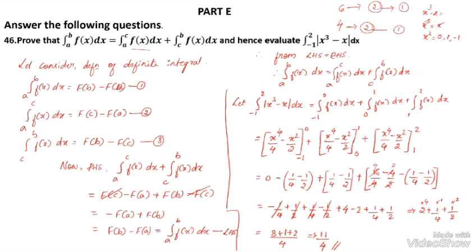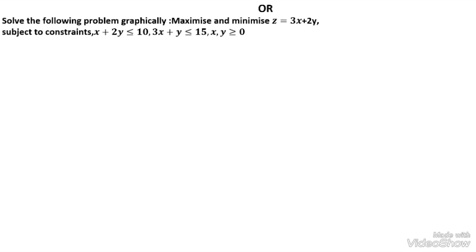Okay. With another 6 marks problem, you can solve this LPP problem or else the integral part. Solve the following problem graphically: maximize and minimize the objective function z equals 3x plus 2y subject to the constraints x plus 2y less than or equal to 10, 3x plus y less than or equal to 15. Okay. Now let us consider the equations.